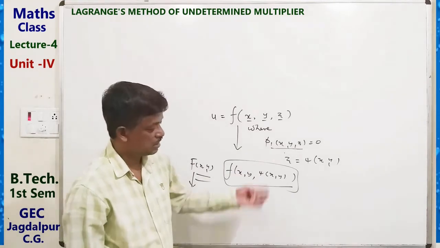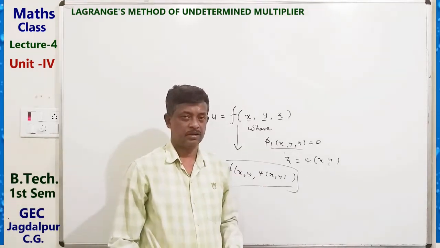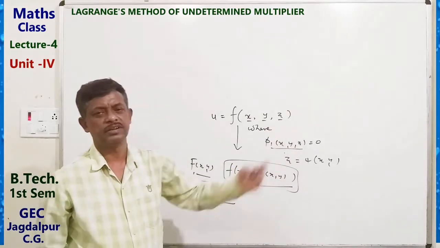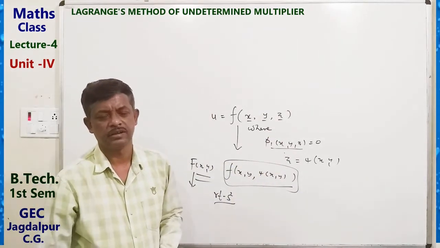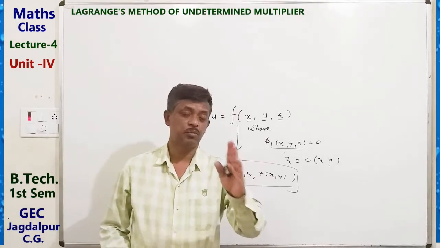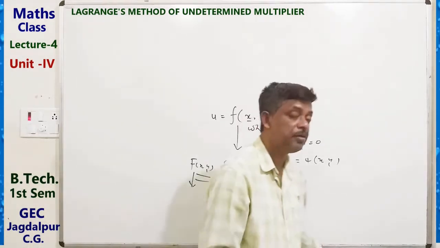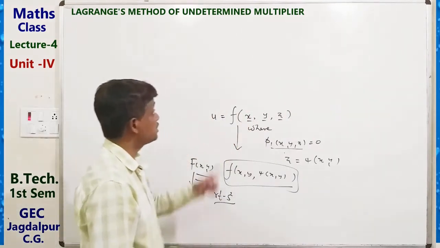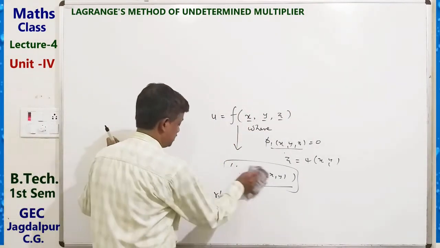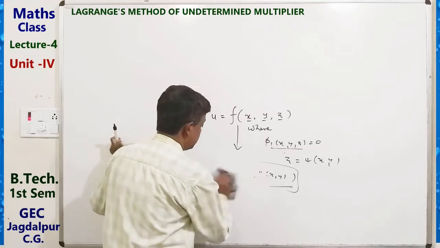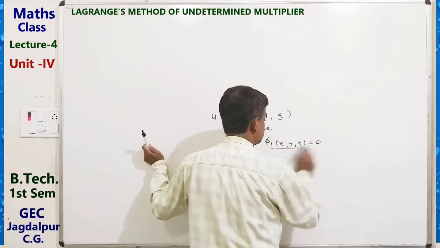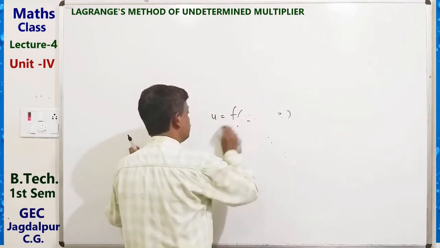If it is not a single relation, or even in the case of a single relation, we can use the geometrical and physical considerations of the problem for finding the nature of the stationary points, whether it is a maximum or minimum. So this method is useful for finding stationary points. What will be the formula for this method? What are Lagrange's equations for getting stationary points?